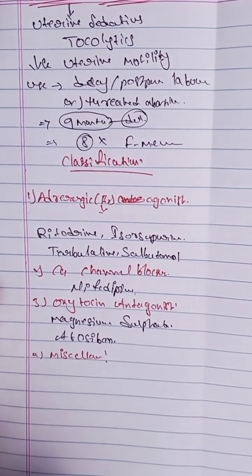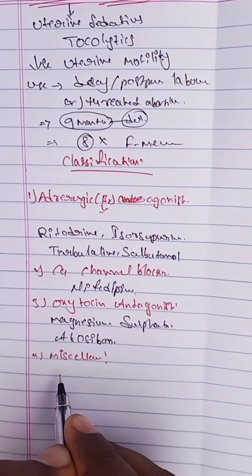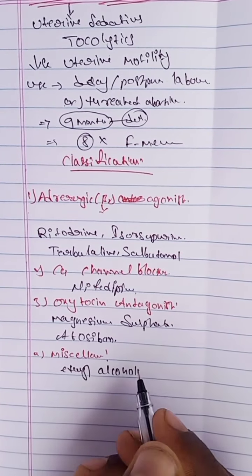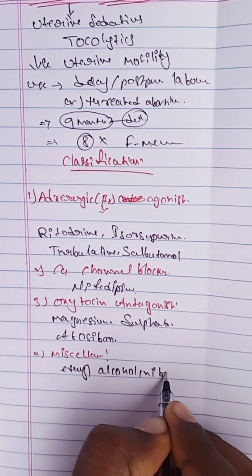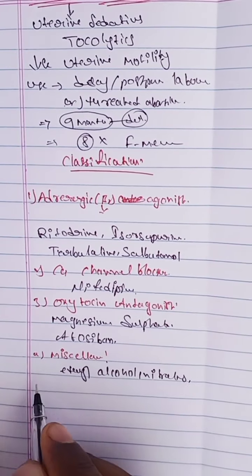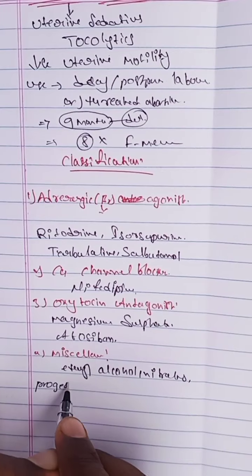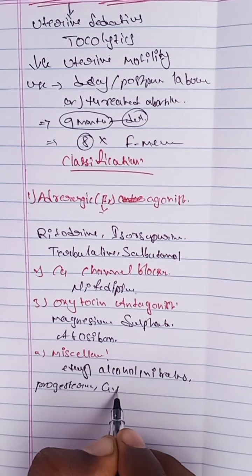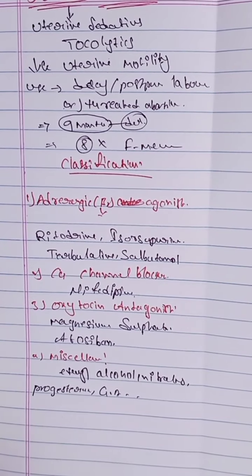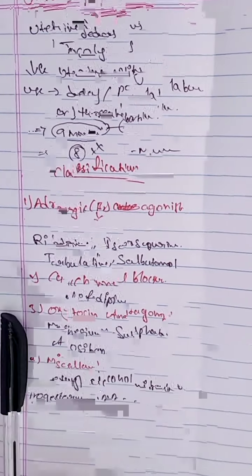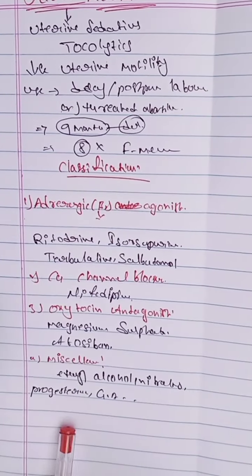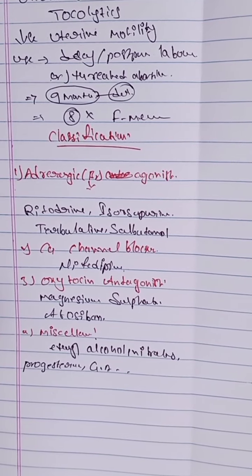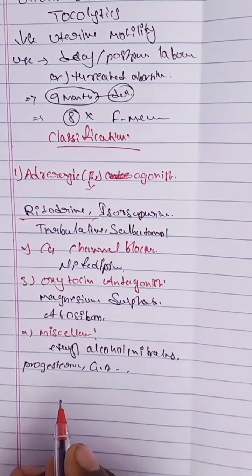And the next one, miscellaneous drugs. What are the miscellaneous drugs? Ethyl alcohol, nitrates, progesterone, and general anesthetics. These are the miscellaneous drugs we use, and these are the four types of classification of uterine relaxants. So now we discuss ritodrine.